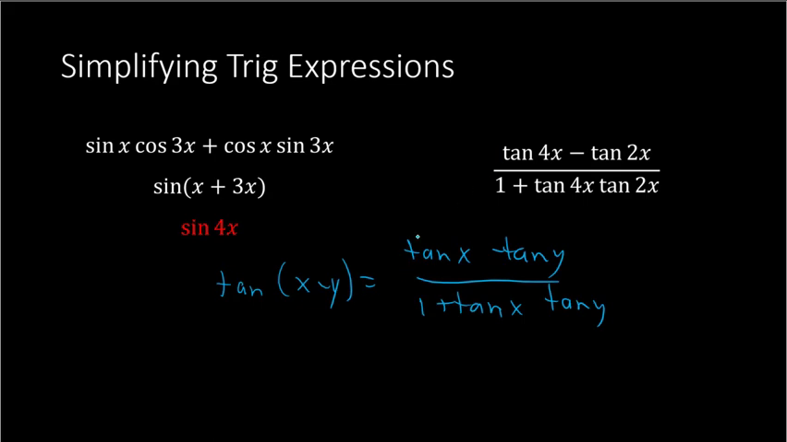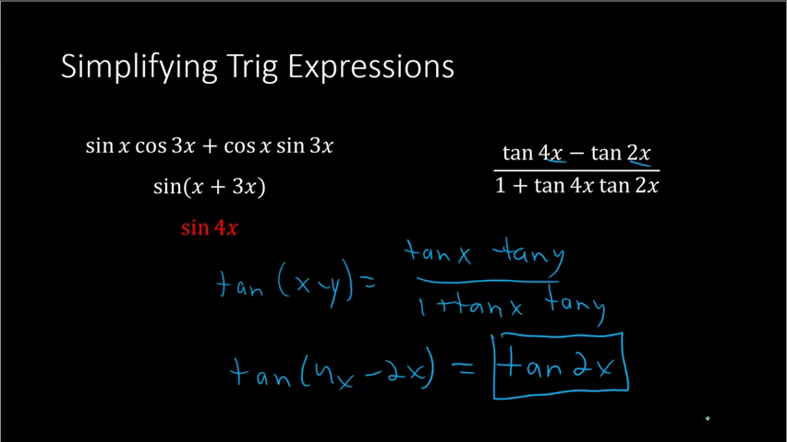We can take this identity, and in place of x and y, we have 4x and 2x. So we can write this as the tangent of 4x minus 2x. And 4x minus 2x is 2x, so that would equal the tangent of 2x. So your answer, this expression, can be simplified to become tangent of 2x.